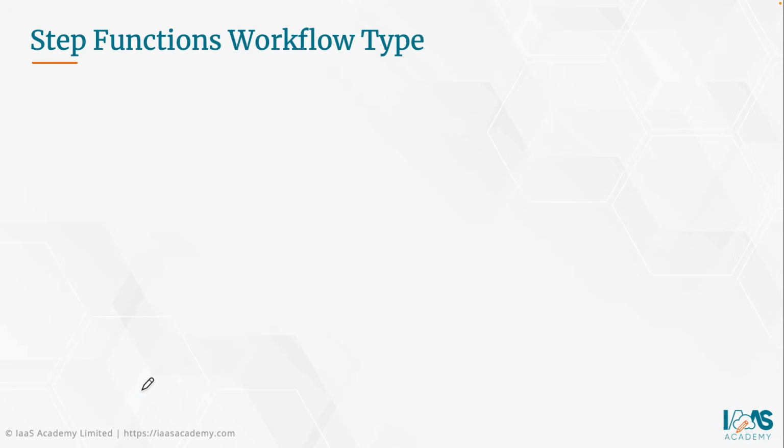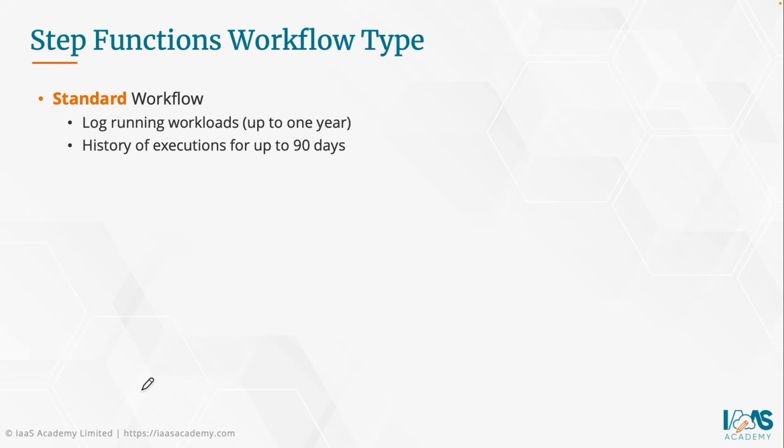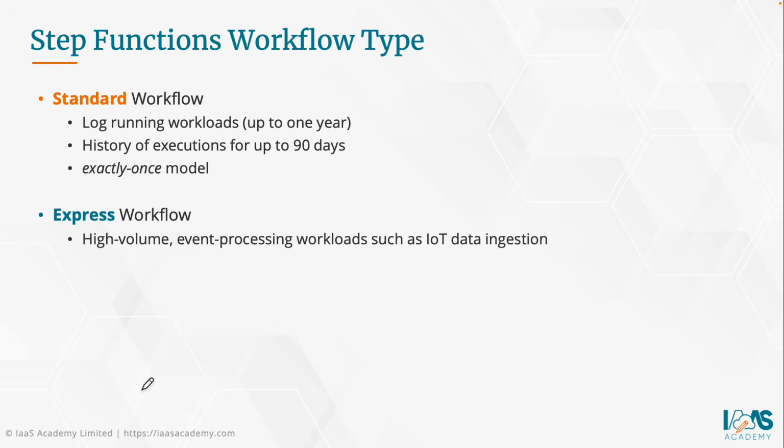Now, there are two different types of Step Functions workflow types. You've got your standard workflow, which is designed for long running workloads, and these can last up to a year, which means that pretty much you can handle any type of use case. You can maintain a history of executions for the last 90 days. So it's an excellent audit trail, and it offers what's known as the exactly once model. So you don't have any duplicate processing of any of the steps. Or you can have an express workflow, which is designed for high volume event processing workloads like IoT data ingestion, streaming data processing and transformation, that kind of thing.